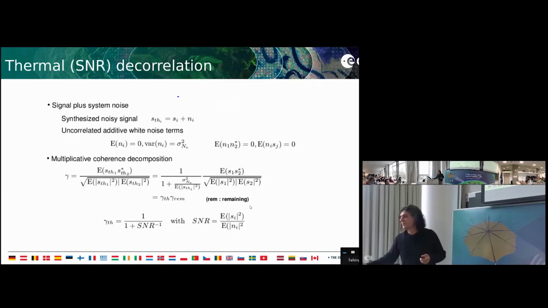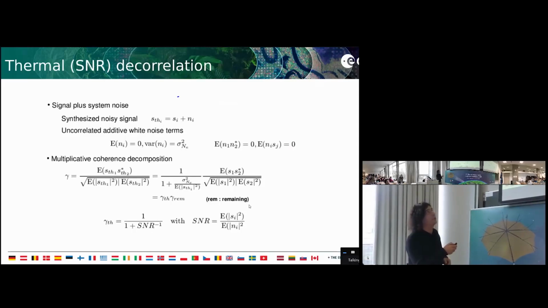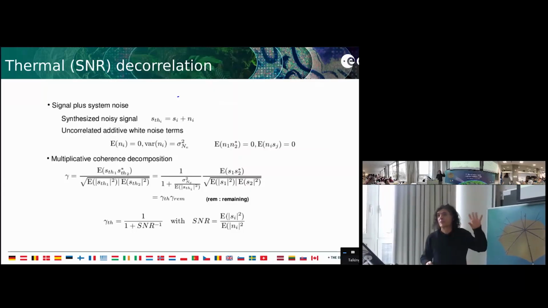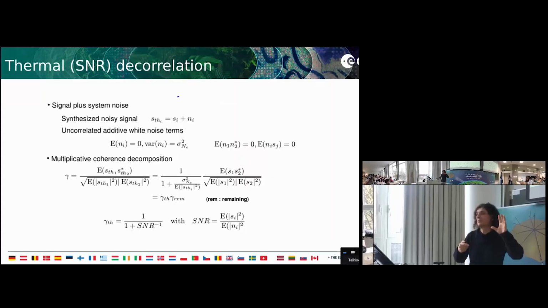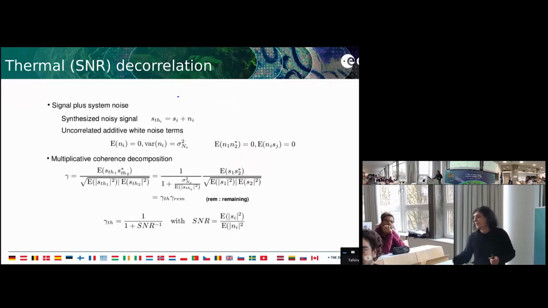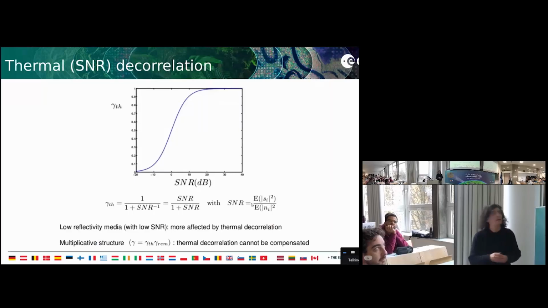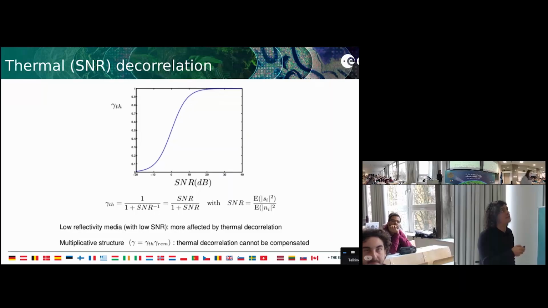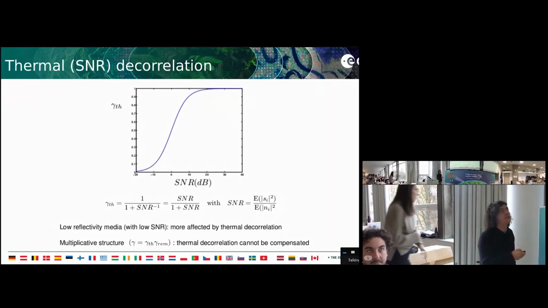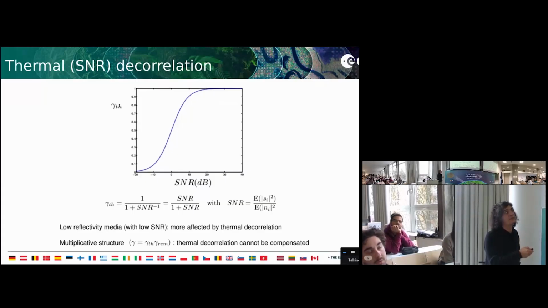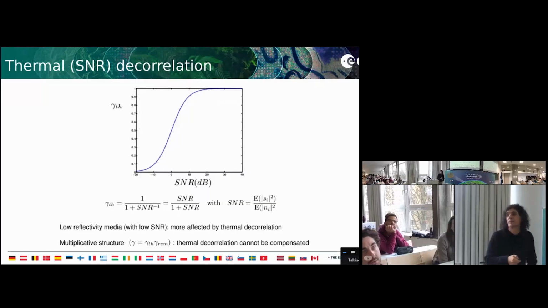Thermal decorrelation. This is due to additive noise, which does not come from the scene. It comes from the sensor. It's like for your telephone. Your telephone adds noise to the signal it measures, and this noise affects the coherence of your interferometric acquisition. This is the relationship between the thermal decorrelation and the signal-to-noise ratio. Signal-to-noise ratio is the ratio of the intensity of the reflectivity of the scene divided by the variance of the noise.